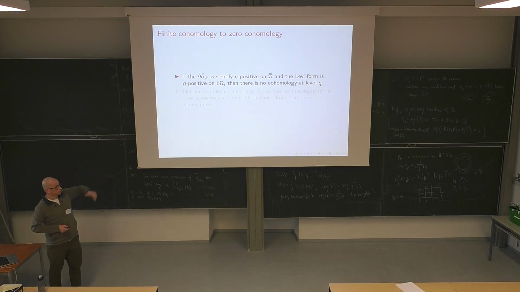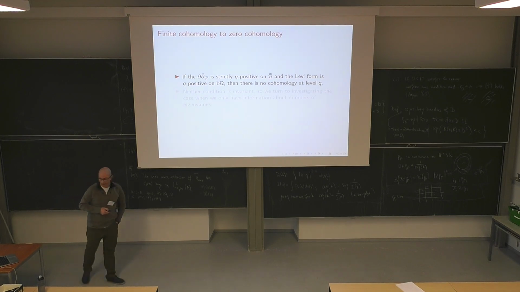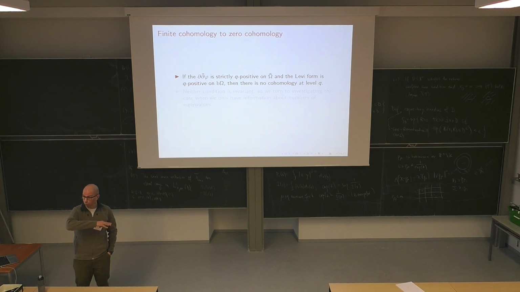All right, so let's talk about what happens when we add in a weight. So if DD bar phi is strictly Q positive on omega or the closure of omega, and the Levy form is Q positive on the boundary, then there's no cohomology at level Q. That was the L2 result that I wrote up earlier.